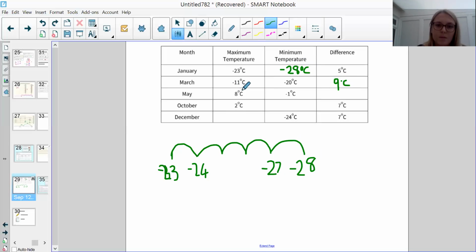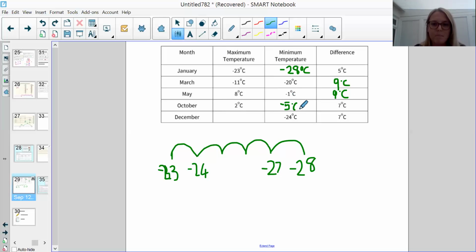In May, the maximum temperature is 8 degrees and the minimum temperature is -1 degrees. The difference again for May would be 9 degrees. For October, the maximum temperature is 2 degrees. The minimum temperature we want to work out, but we know the difference is 7. Again, minimum temperature would be colder, so we're going down the number line. So the minimum temperature would be -5 degrees Celsius.